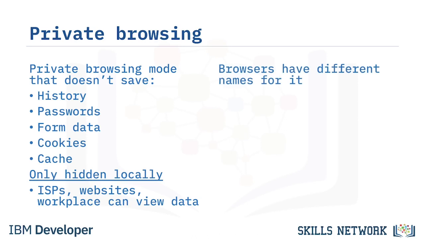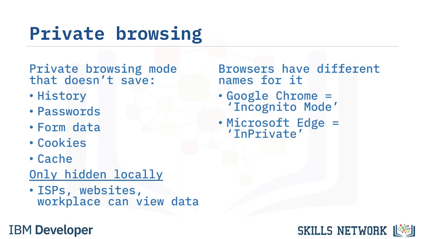All the major web browsers have a private browsing mode, but they refer to it by different names. For example, in Google Chrome, it is called Incognito Mode. In Microsoft Edge, it is referred to as In Private. And in Firefox and Opera browsers, it is simply called Private Browsing.